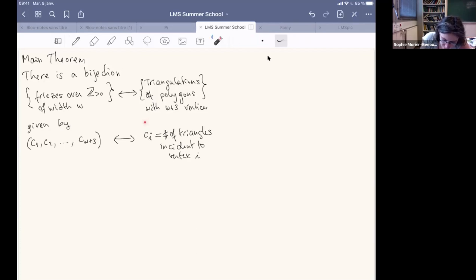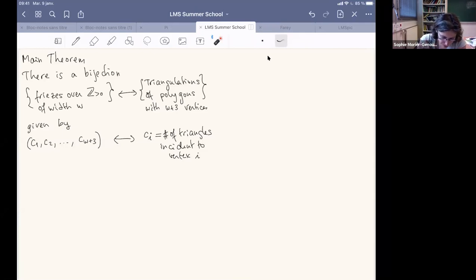So the easiest way to use the theorem is to start from here. You start from a triangulation, you just count, you put it in a row, and you can compute the frieze. The other way is if you find a frieze in nature and look at the first row, then you should be able to reconstruct a triangulation of a polygon.